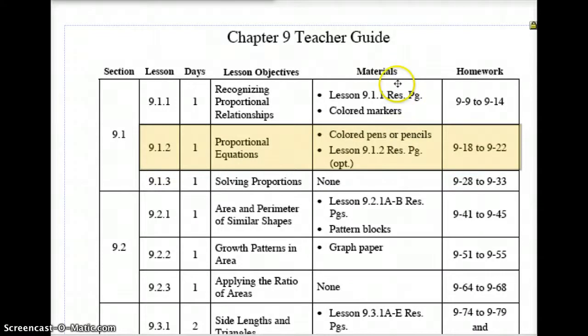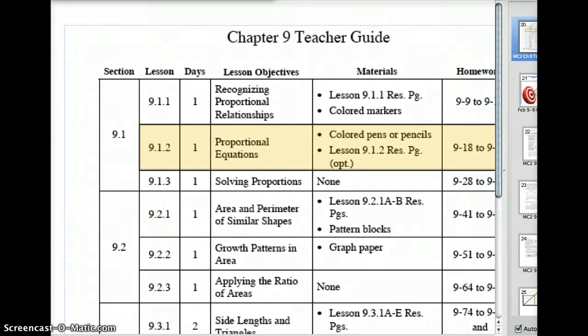All right, welcome to lesson 9.1.2. Today we're going to be doing more proportional equations. In fact, we're going to be talking about several ways of solving proportions. So let's get right to it here.